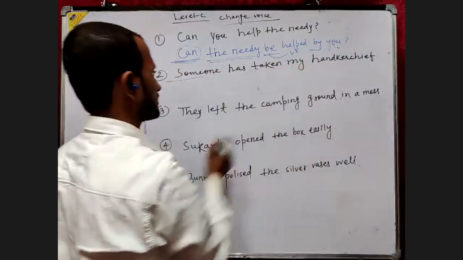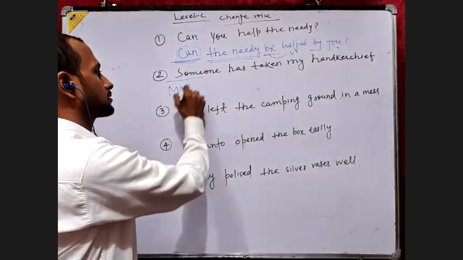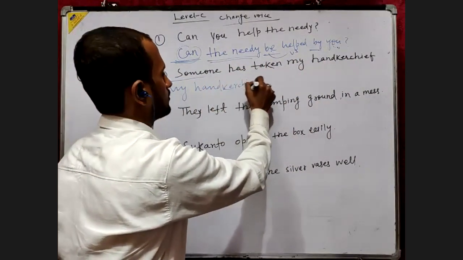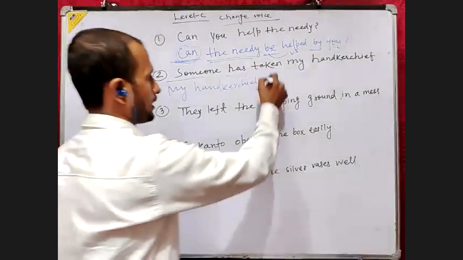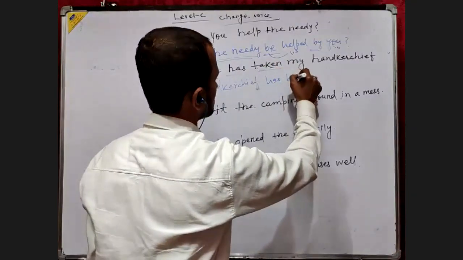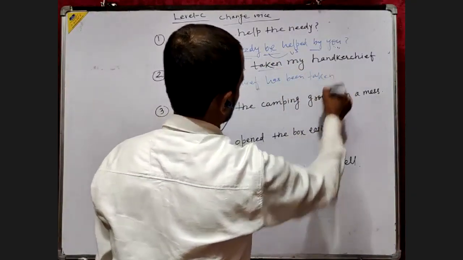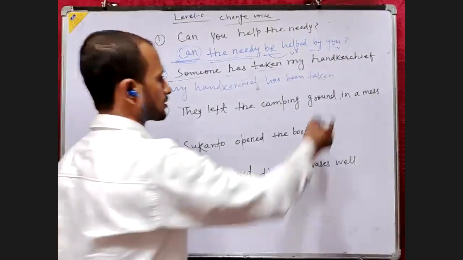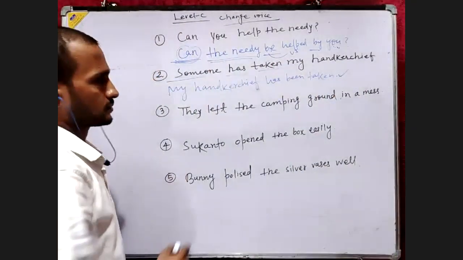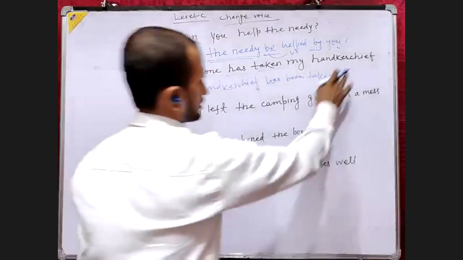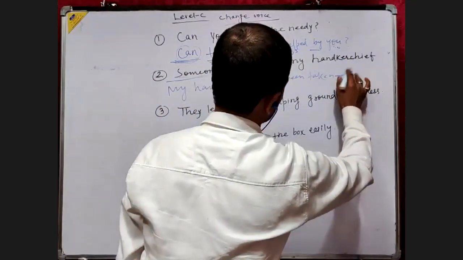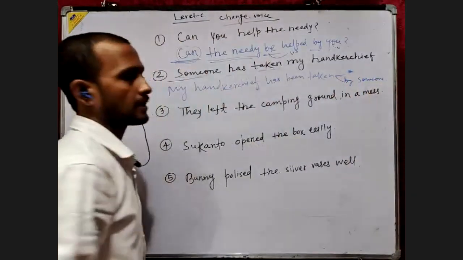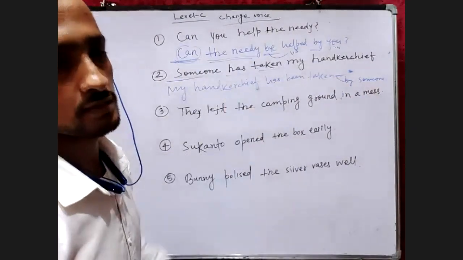Someone has taken my handkerchief. What is the object? My handkerchief has been taken by someone. Yes, very good. My handkerchief. Has will be has. B3 takes been. Taken will be taken. Someone can be written or cannot be written. It depends on you. You may not write, that will also be right, because it is an understood word. You may write nothing, or you may write by someone. If you will not write by someone, passive will be also correct.